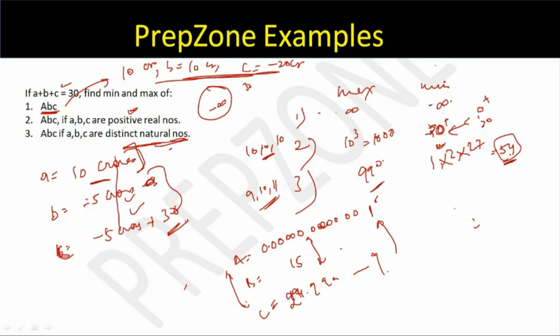The concept is, product is minimum when numbers are away from each other. So 1, 2, and 27. 27 and 1, the range is very high. Sum is maximum when the numbers are as close to each other. Right? So yeah, that completes this question.